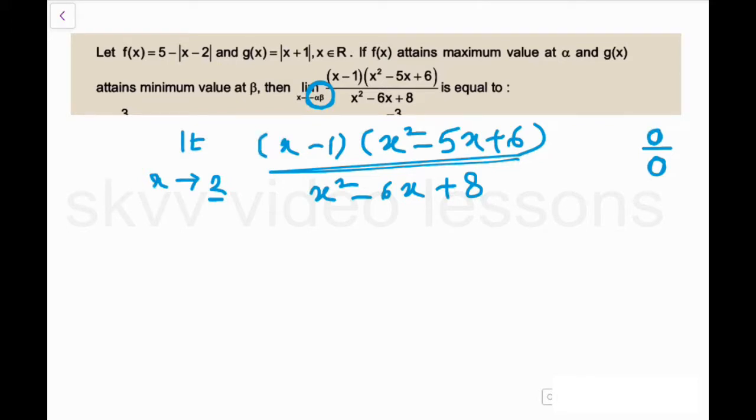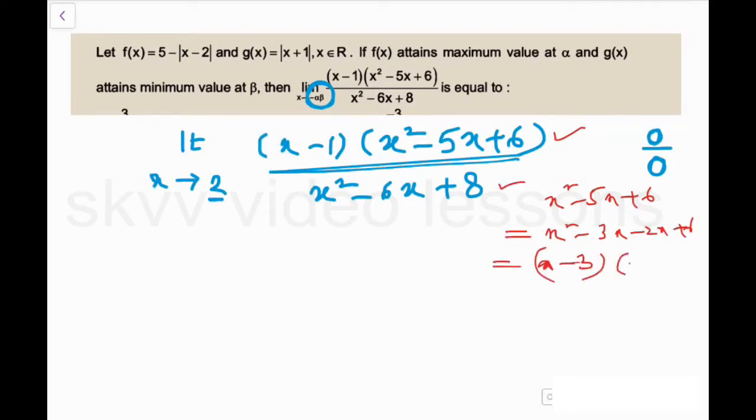So आप इसको x square minus 5x plus 6 को फैक्टराइजेशन करेंगे और ये पॉलिनोमियल डिनोमिनेटर में जो है x square minus 6x plus 8 दोनों को फैक्टराइज करेंगे. अभी x square minus 5x plus 6 को हम फैक्टराइज करेंगे तो क्या आने वाला है? x square minus 3x minus 2x plus 6. Okay, so then if you take x common you will get x minus 3 into x minus 2. So this is the factorization of the numerator polynomial.